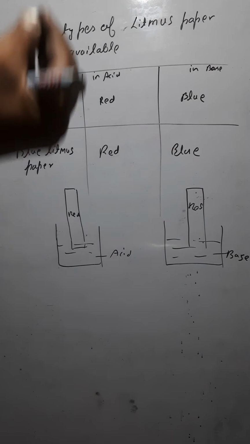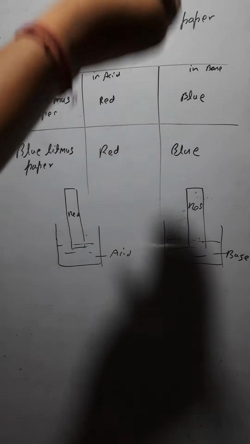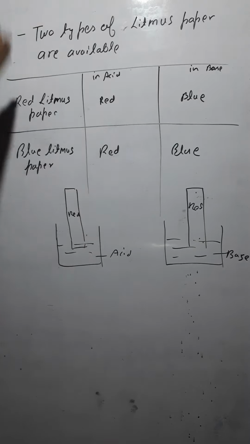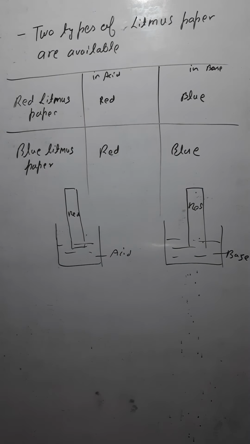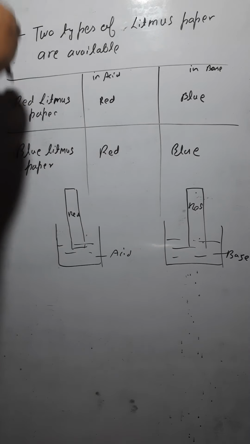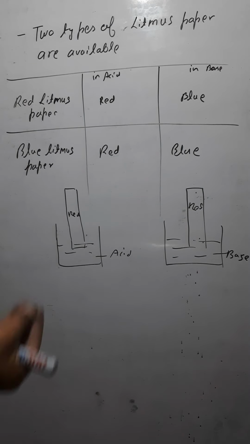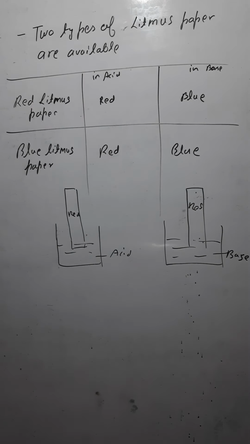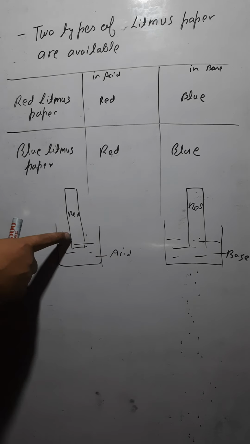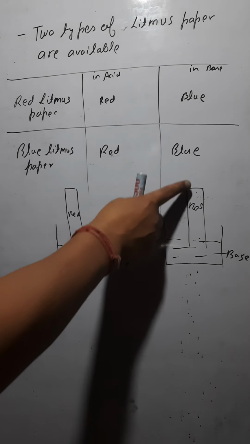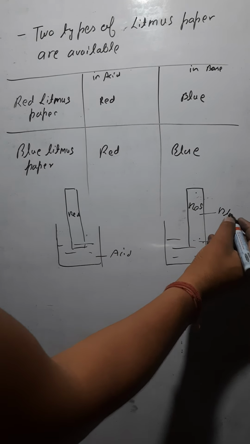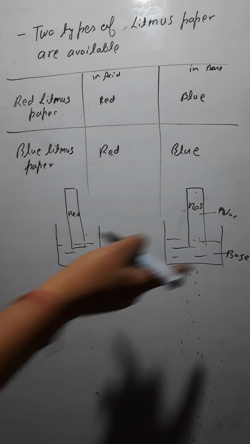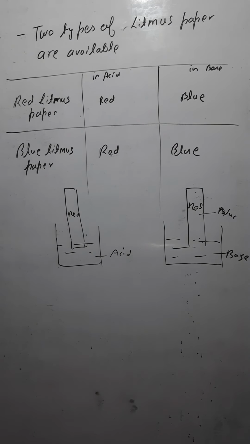So this can be asked in the examination also. What is the effect of base on red litmus paper? So the answer would be the base turns red litmus paper into blue. And what is the effect of acid on red litmus paper? So the answer would be the acid does not change the color of red litmus paper, but the base changes the color of red litmus paper and it turns into blue. The red litmus paper would turn into blue. Are you getting it? This is how we are using the red litmus paper.